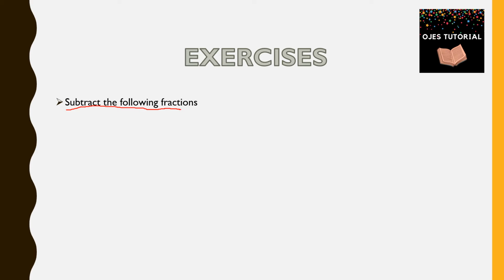Subtract the following fractions. 2 upon 3 minus 1 upon 2. As you all can see, in both the fractions the denominators are different. Here it is 3 and here it is 2. So we find the LCM of the denominators. The LCM of 3 and 2 is equal to 6.